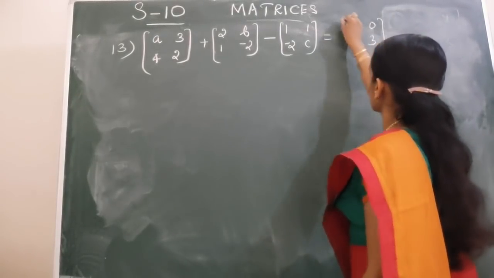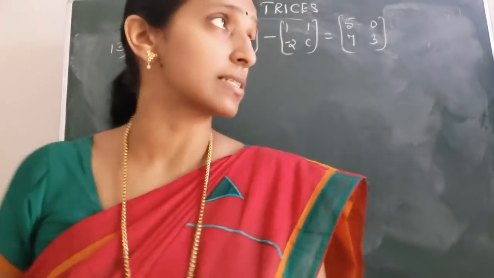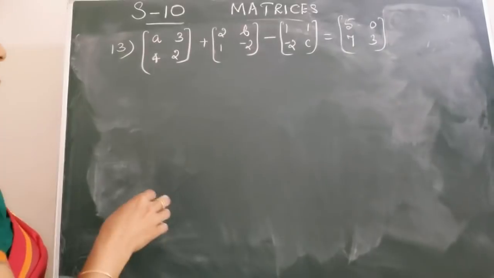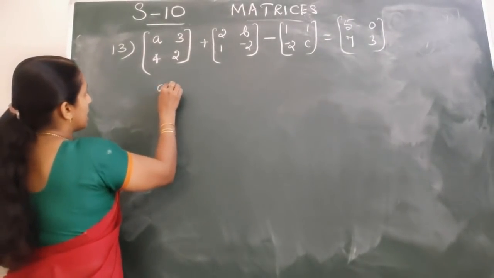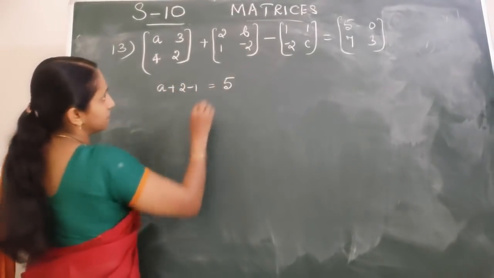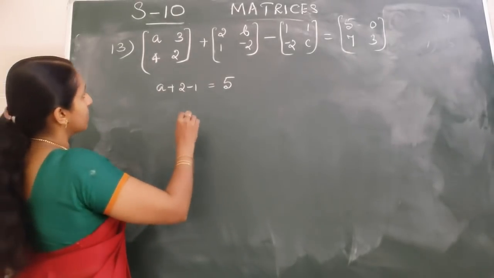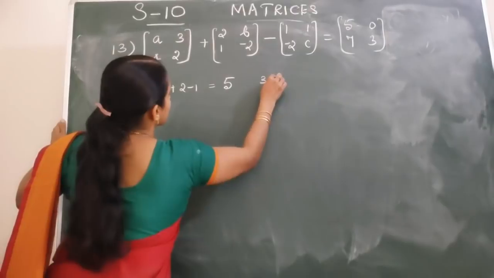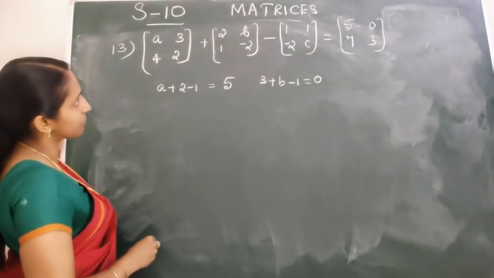Okay, so what to do? You have to simplify the LHS side. On the RHS side, only one matrix is given. Simplify the LHS side. That means, according to the question, A plus 2 minus 1 equal to 5. Clear? Similarly, 3 plus B minus 1 equal to 0. Then we have to find the C.